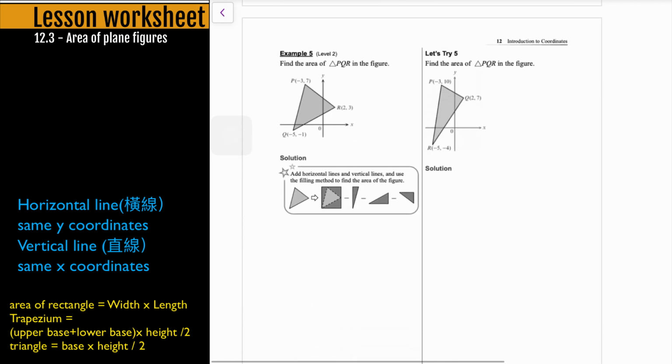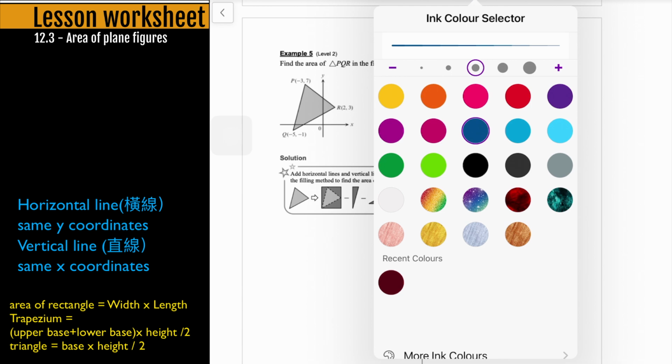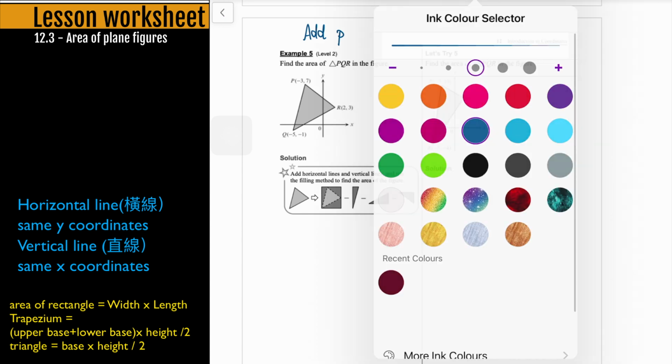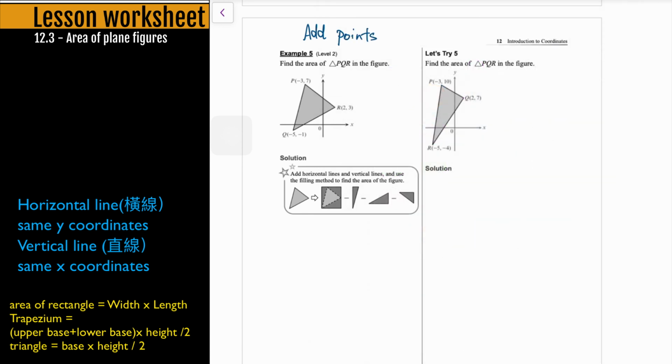The next one, example 5. This time you need to use another method, because you cannot add a line like this, you can't find it. Get it? If you can't find it, you have to use other methods. That's why this time we use the filling method. We just assume there will be something more. You see that we actually add back the rectangle that it is in. So the hint is to add lines or add points for a rectangle. So you can create the rectangle yourself.